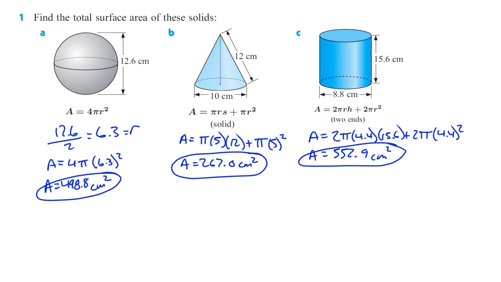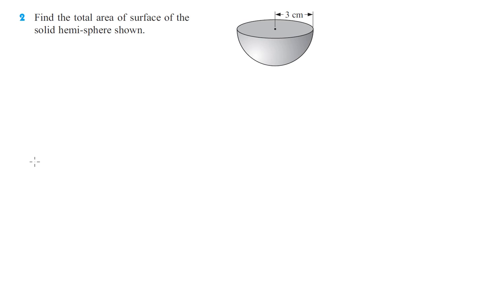Okay? All right, moving along. Let's try number 2. Find the total surface area of the solid hemisphere shown. So we got to find basically half of a sphere plus the circle on the top, right? Okay, so here's the area for the sphere. So we're going to actually want to take that divided by 2, right? Because there's only half of a sphere, and then there's the area of a circle. So then we'll just add those two together.